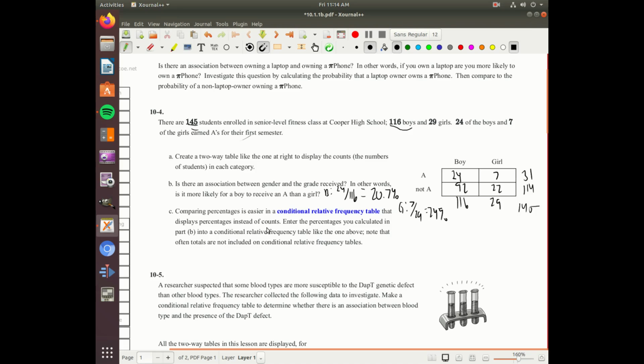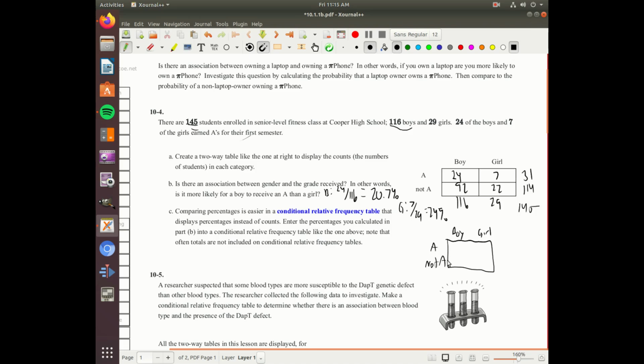Comparing percentages is easier in a conditional relative frequency table. That displays percentages instead of counts. Enter the percentages you calculated in part B into a conditional relative frequency table like the one above. Note that the totals are not included in the conditional relative frequency table. So let's look at a conditional relative frequency table. So we have boys, girls, A, not A.